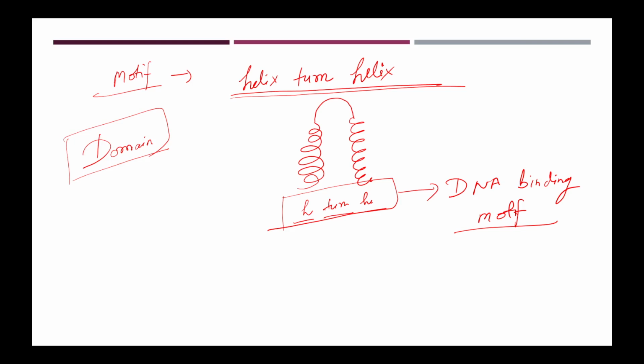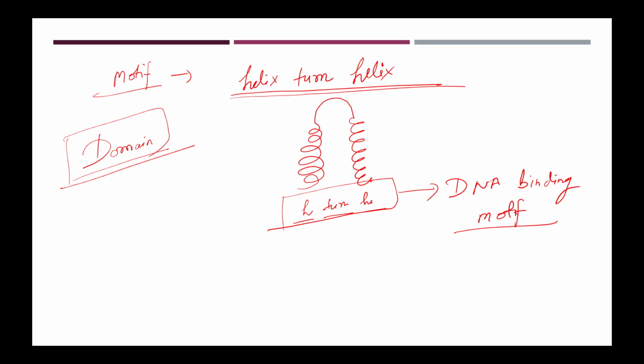So a domain can specify the function, but a motif cannot. A motif can only predict its probable role. And two domains are independent of each other. If your protein has multiple domains and you mutate one of the domains, the function of the other domains will be unhampered. So that is the difference between a motif and a domain.